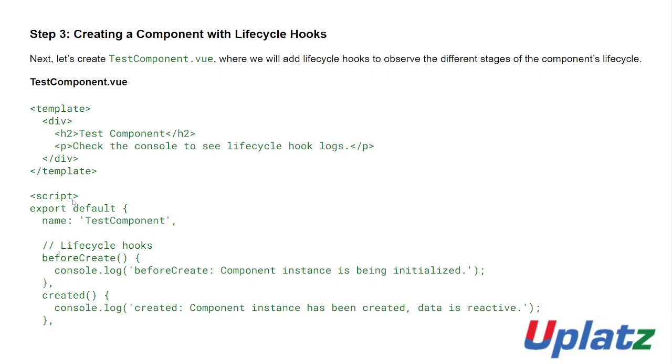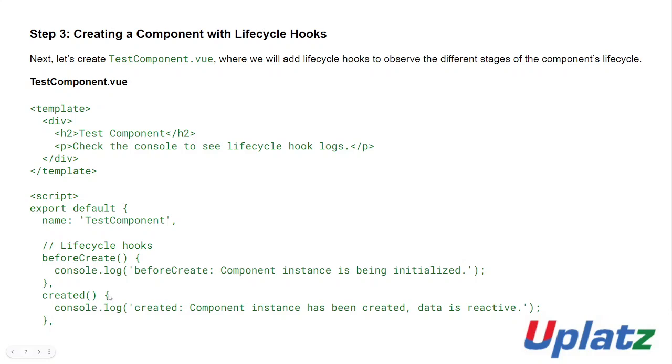Now script, export default within second bracket, name test component. Here are the lifecycle hooks. Before create, console.log within bracket, then within quotes, before create colon component instance is being initialized. Created.